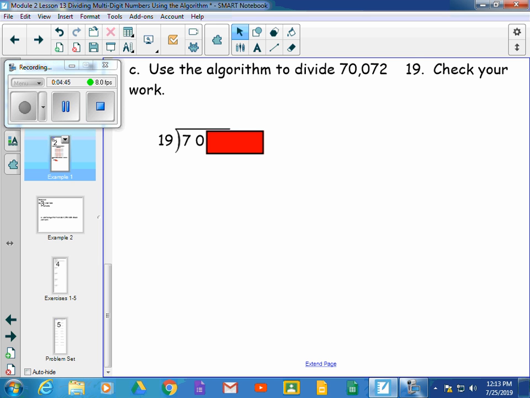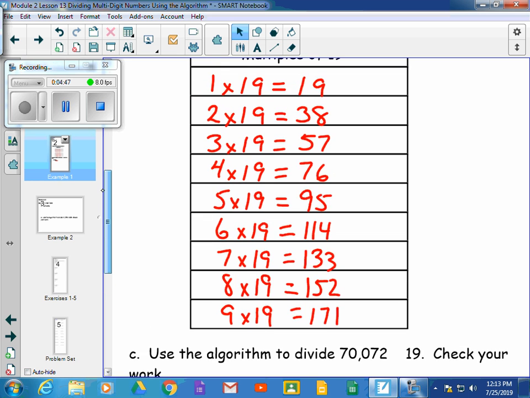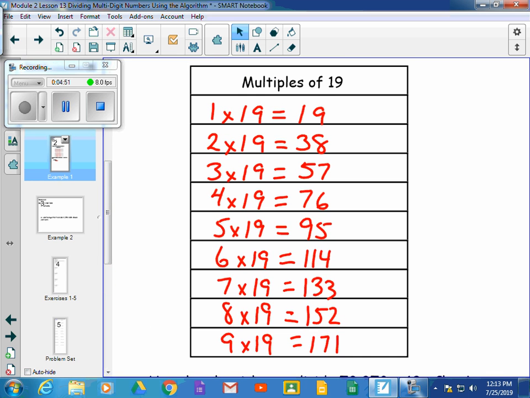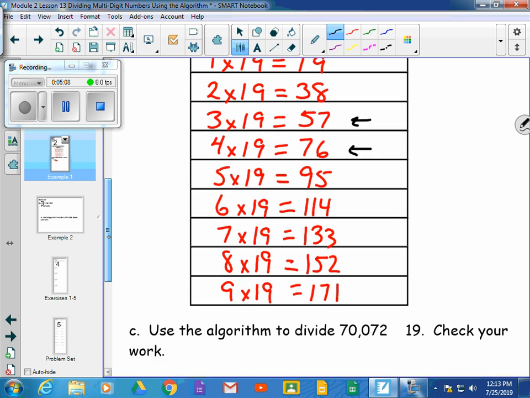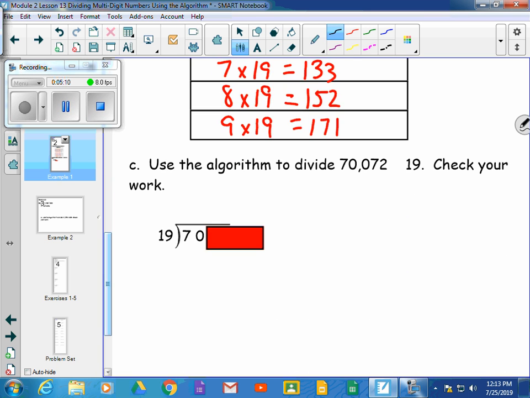How many times does 19 go into 70? So if I look at my list, I'm going to look for a multiple that is less than 70, but as close as possible to 70. That multiple is bigger than 70, so that number, 57, is the next biggest multiple. That means 19 goes into 70 3 times. I multiply 3 times 19. Well, I've already done that in my multiple list, which is 57.